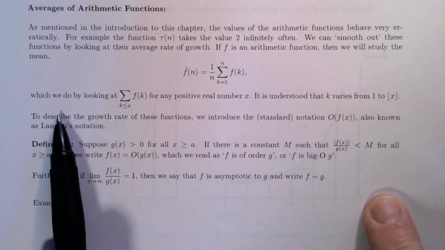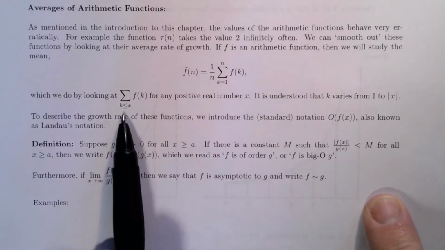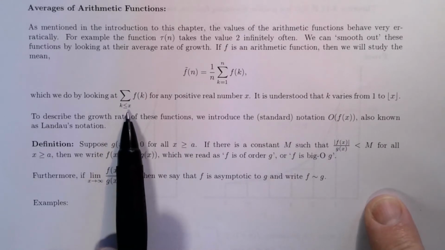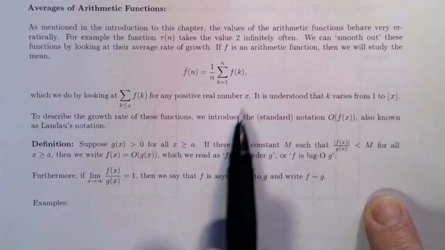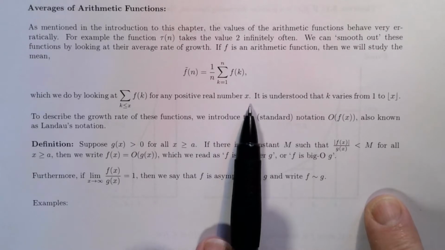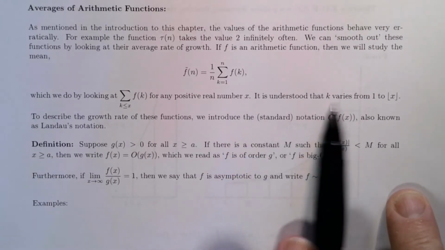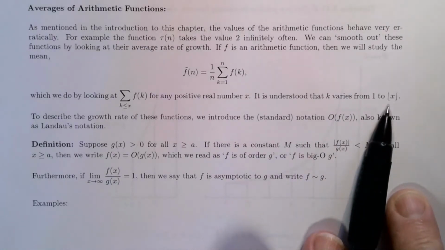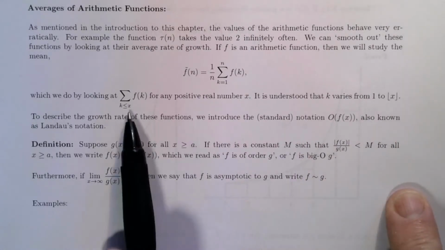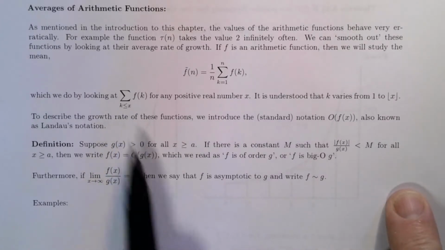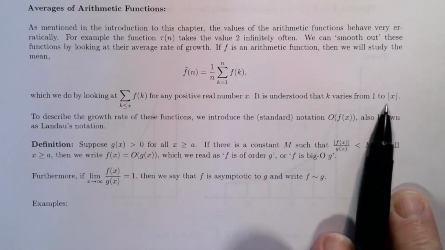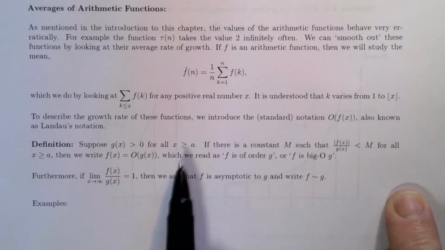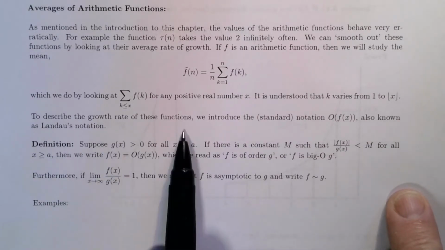Now, we study this by looking at sums of the form sum over k less or equal to x of f of k, where x now I want to be any positive real number, and it's understood in this context that this k then varies from 1 up to the floor of x, because k is supposed to be an integer. So when I write this sum, it's an abbreviation for the sum k equals 1 to the floor of x.